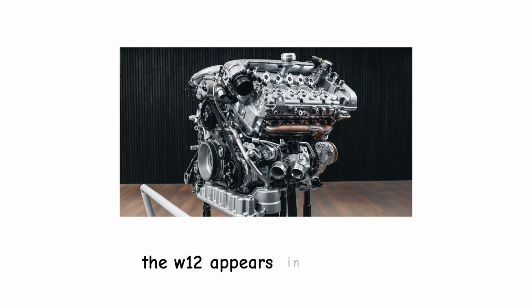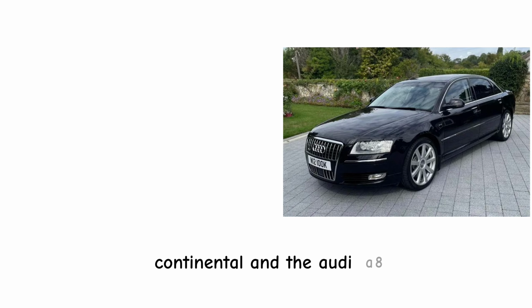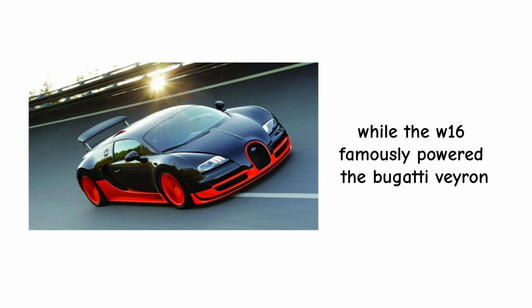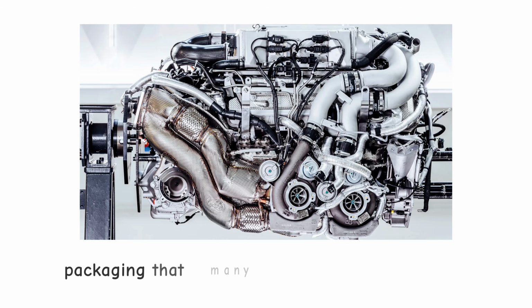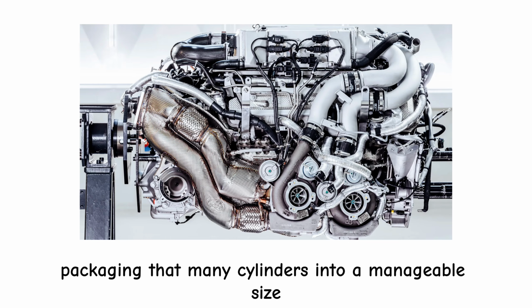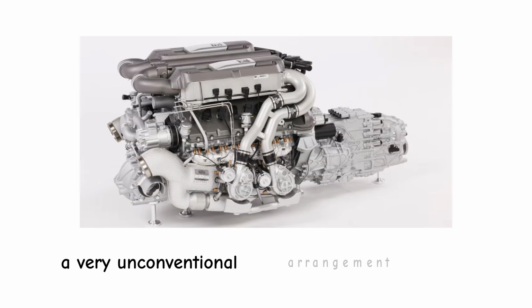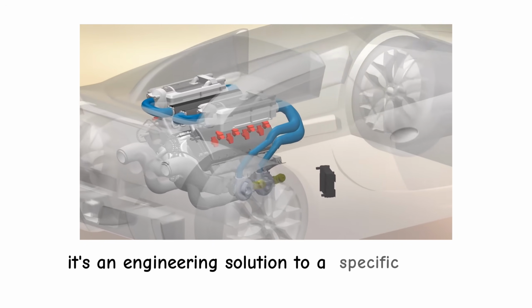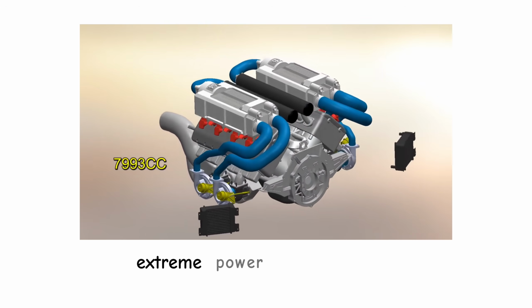The W12 appears in the Bentley Continental and the Audi A8, while the W16 famously powered the Bugatti Veyron and Chiron. Packaging that many cylinders into a manageable size required a very unconventional arrangement of the internal components. It's an engineering solution to a specific problem: extreme power in a usable form.